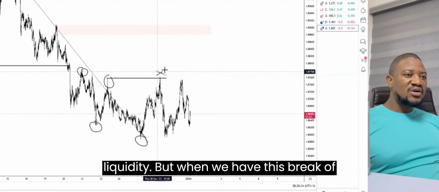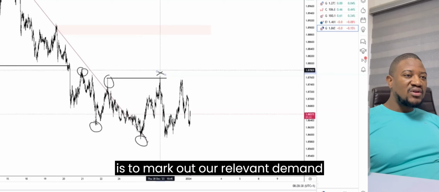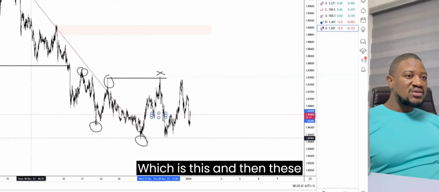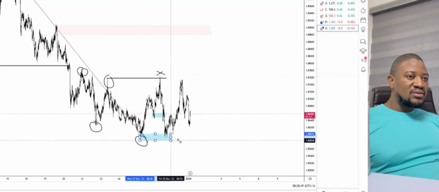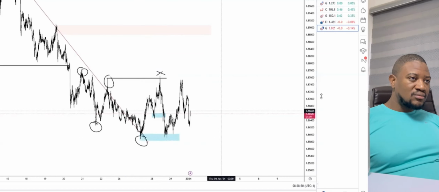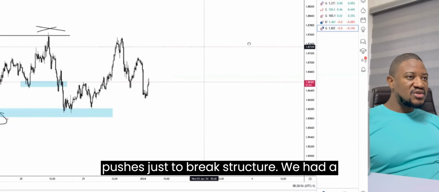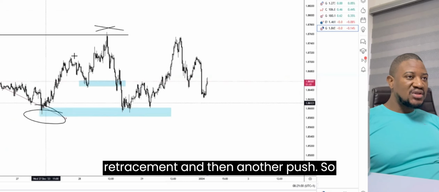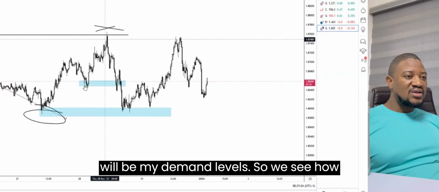But when we have this break of structure, what we'll be looking at also is to mark out our relevant demand levels, which is this, and then these extreme levels right here. So these are two areas, and that is because we had these two pushes just to break structure. We had a push to the upside here, we had a retracement, and then another push. So this level and this level, this extreme, will be my demand levels.